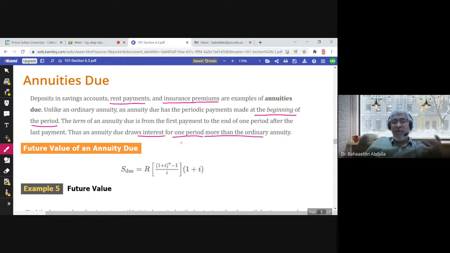the beginning. So if you deposit $1,000, for example, you pay the first deposit immediately, today, now, and then this deposit will get interest at the end of the period. But in the ordinary annuity, you don't pay now, you pay at the end of the month, so it doesn't get any interest because you did not put any money in. So an annuity due draws interest for one period more than the ordinary annuity.